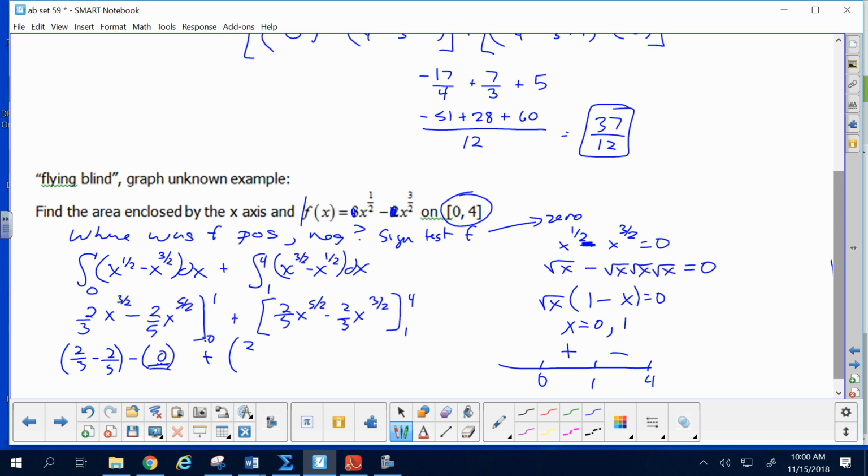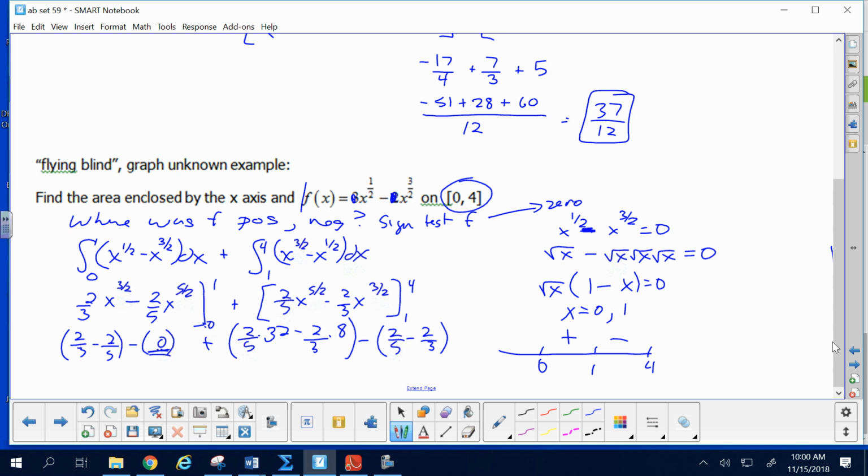Plus 2/5 times 4 to the 5 halves. What's 4 to the 1 half? 2 to the 5th, 32. Okay, minus 2/3 times 4 to the 3 halves. 4 to the 1 half is 2, to the 3rd is 8. Minus 2/5, minus 2/3, with 1/5. Stop me if you disagree.